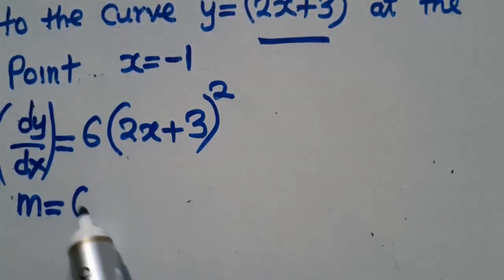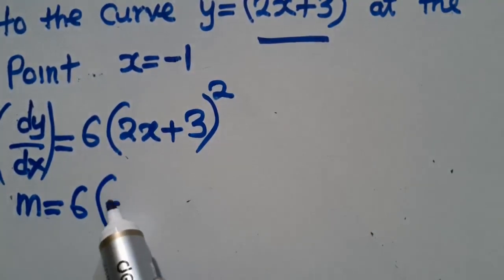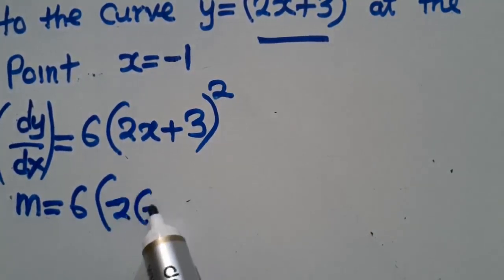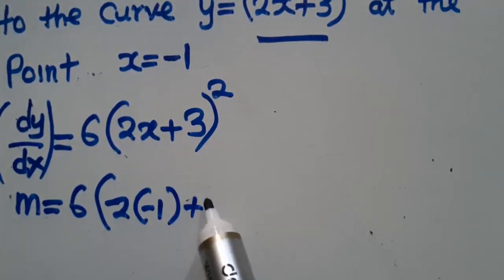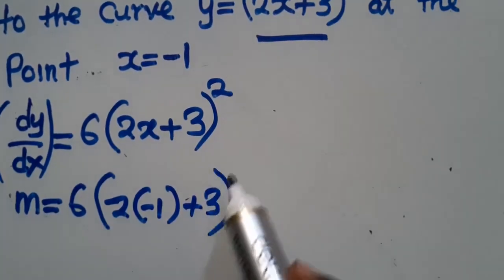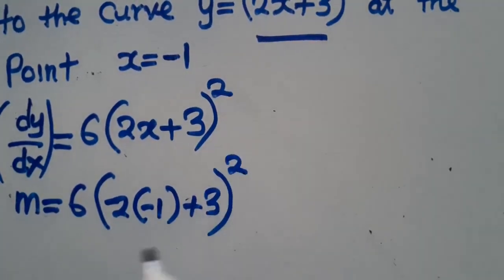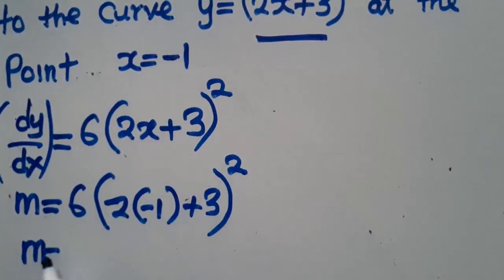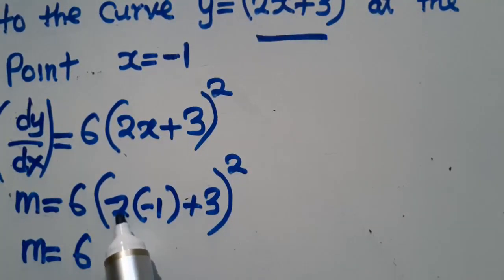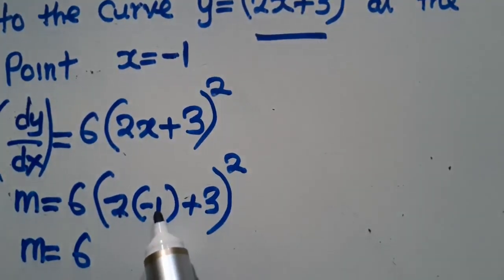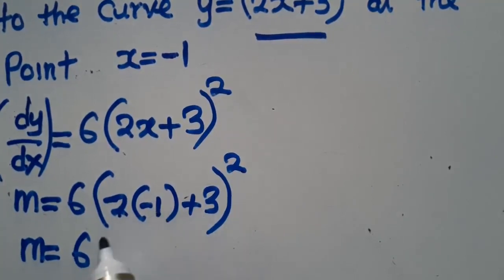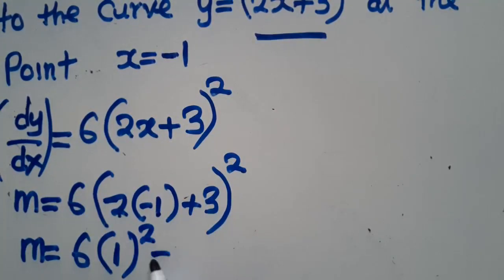So you say 6(2 times -1 plus 3) squared, which is equal to 6, 2 times -1 is -2, -2 plus 3 is 1, 1 to the power 2, which is giving you the answer as what? 6. So your gradient is what? 6. Hope you are following.